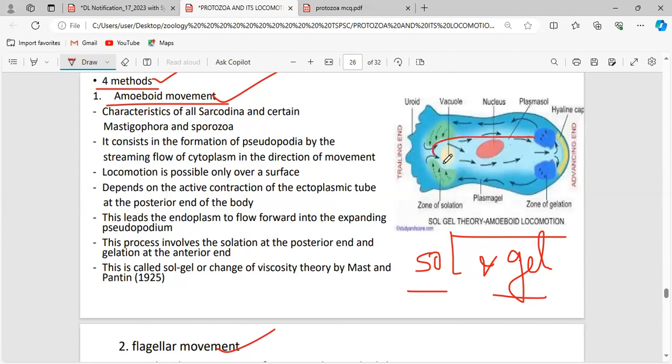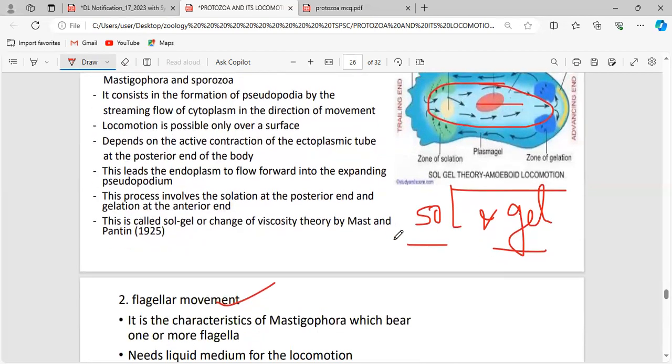See, the inside is called the plasmosol. The outer thick blue color is called the plasmogel. It is made up of two layers. This entire area is called the plasmosol, and this thick blue color is called the plasmogel.